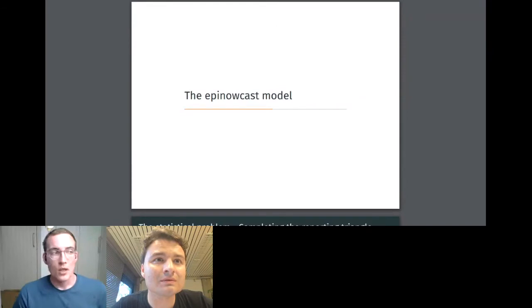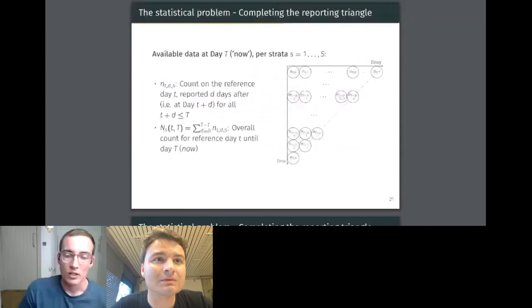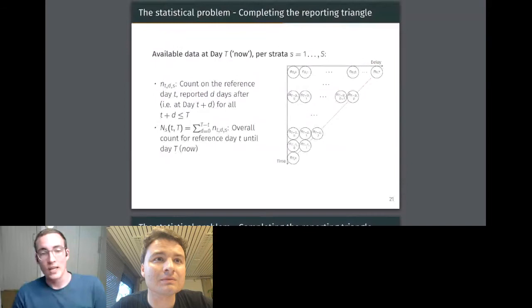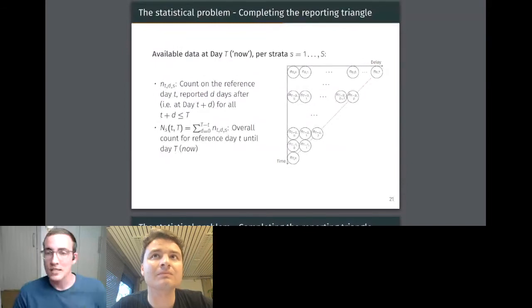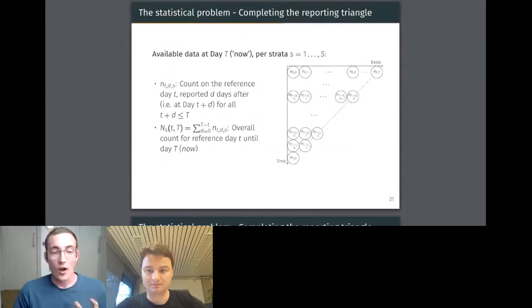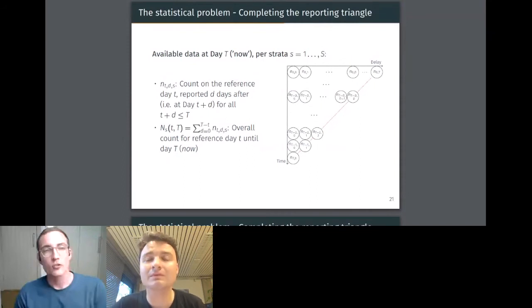So now, the EpiNowcast model. It gets a bit complicated. I'm going to skim through the details. It's fascinating. I think nowcasting is really interesting. If you're interested, I'd check out the slides in more detail and perhaps some of the reference papers.